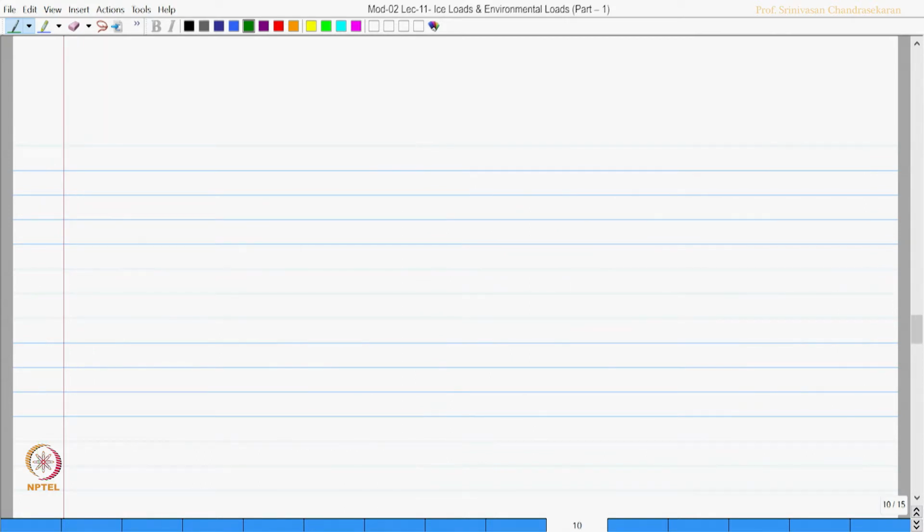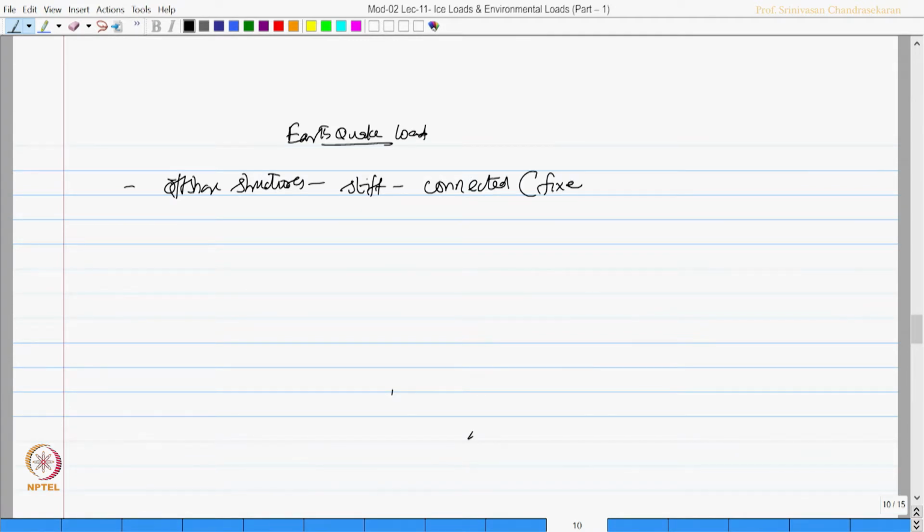The next kind of loading is earthquake load. We understand that offshore structures which are stiff and connected, that is fixed to the seabed, will undergo or will experience earthquake loads directly.